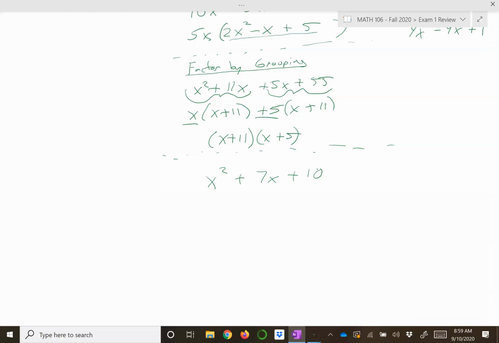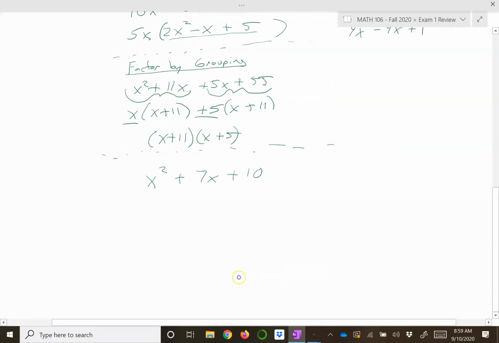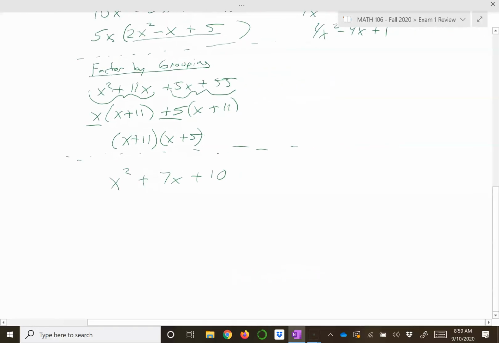Now, that one's easy because we don't have a coefficient next to the x squared, right? But for ones that look like this, let me find a good one at the end of the chapter here, one that's not going to be too crazy. Yeah, I guess this one.